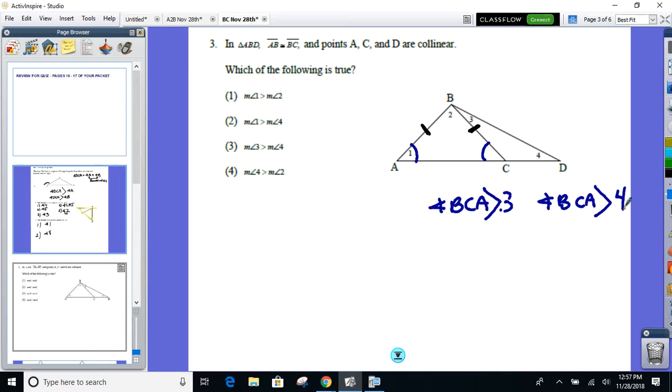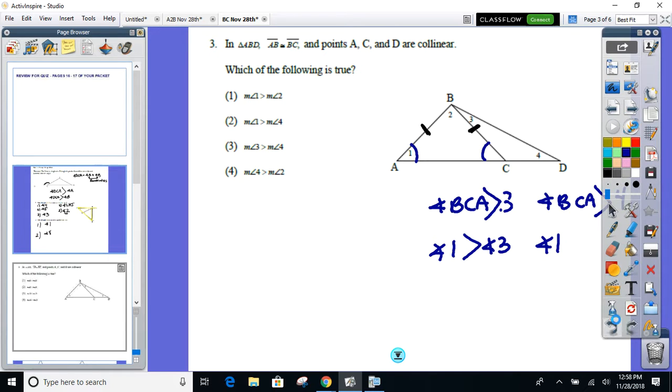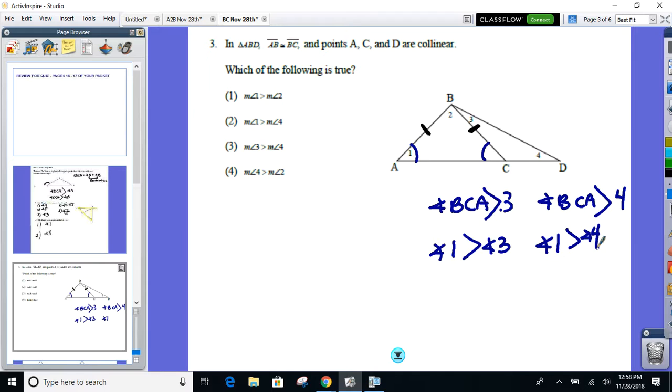All right, well, what did you tell me at the very beginning? If those sides are congruent, these angles are congruent. So what's another name for BCA? Angle 1. I can just substitute that in and say angle 1's got to be greater than angle 3. And angle 1 also has to be greater than angle 4. And that is one of my choices, choice 2.